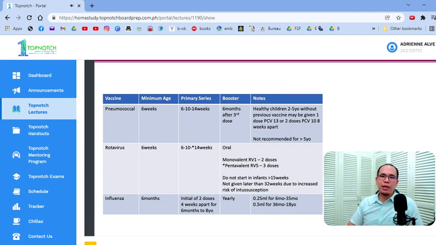Okay? Influenza. We know that influenza is given yearly. In children, the initial dose is 2 doses 4 weeks apart dapat. For 6 months to 8 years old, if this is the first time that they will receive their influenza vaccine, it should be 2 doses, okay? 1 month or 4 weeks apart. Okay? So please do remember that.